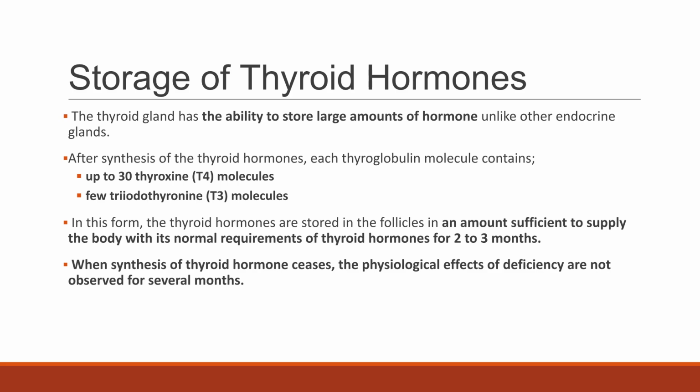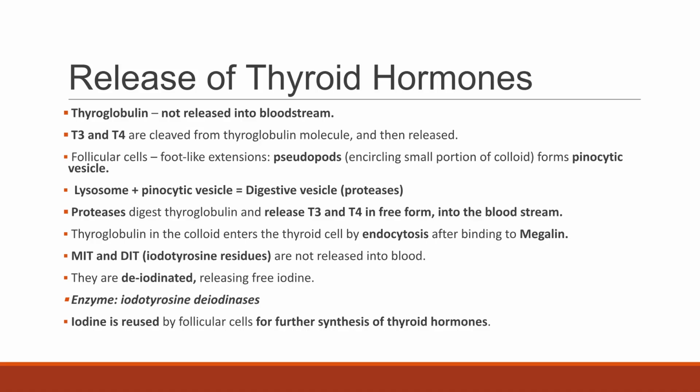The thyroid gland can store large amounts of hormones. Each thyroglobulin molecule stores up to 30 T4 and a few T3 molecules in the follicles. This supply lasts for 2 to 3 months, delaying the effects of deficiency if synthesis ceases. T3 and T4 are cleaved from thyroglobulin before release. Follicular cells form pinocytic vesicles that combine with lysosomes to create digestive vesicles. Proteases digest thyroglobulin, releasing free T3 and T4 into the bloodstream. MIT and DIT are deiodinated, and the freed iodine is reused.